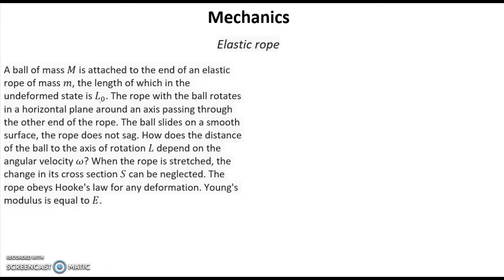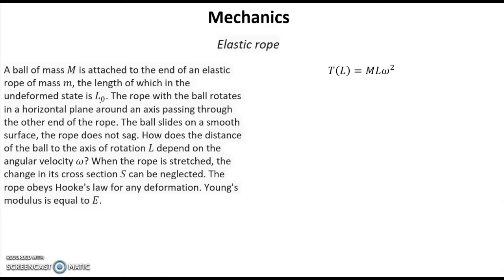Solution. First, we can mention a condition which is very useful, which we can use later. It's the tension at the end of the rope. Because this rope is rotating, we can write this equation: tension at length L equals the mass of the ball multiplied by the distance of this ball from the axis of rotation multiplied by omega square. So this is the first one.